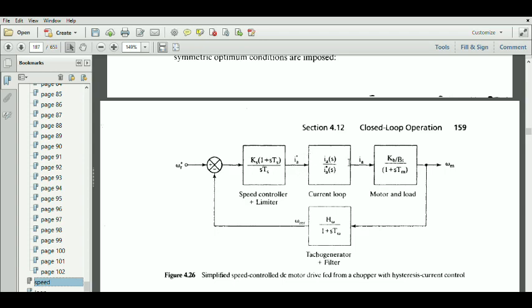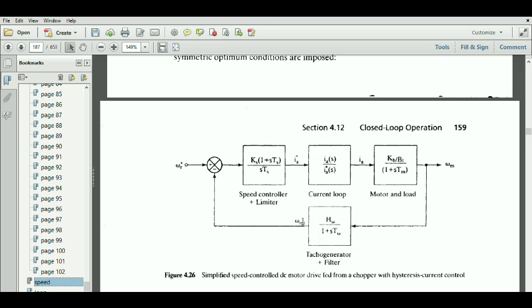And IA star is given. This is the current loop, and here the tacho generator plus filter, and omega R star, which is the reference of speed you have given. From here omega m you have taken from the output, and it is passed through the tacho generator plus filter. Anyway, it is the measurement of speed, so we are taking it as the feedback.